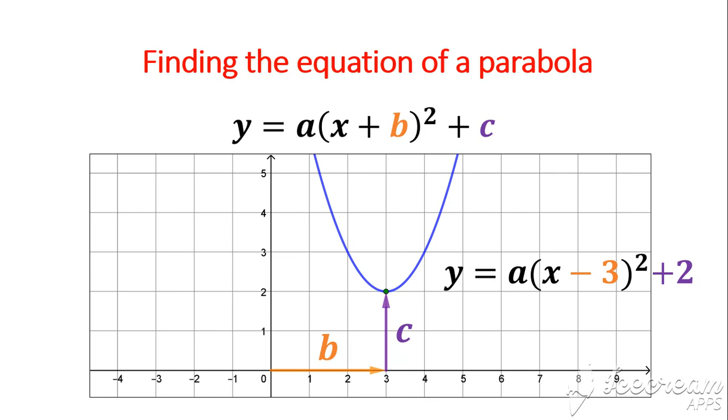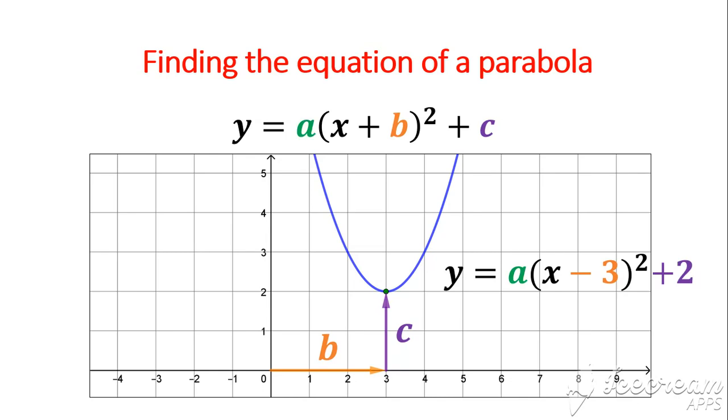So far I have this formula. Y is equal to some number a times brackets x subtract 3. I do a subtract 3 because I move it to the plus 3. I do opposite inside brackets. Then I must square all the brackets, and then I must plus 2 because the whole thing's going up 2 squares.